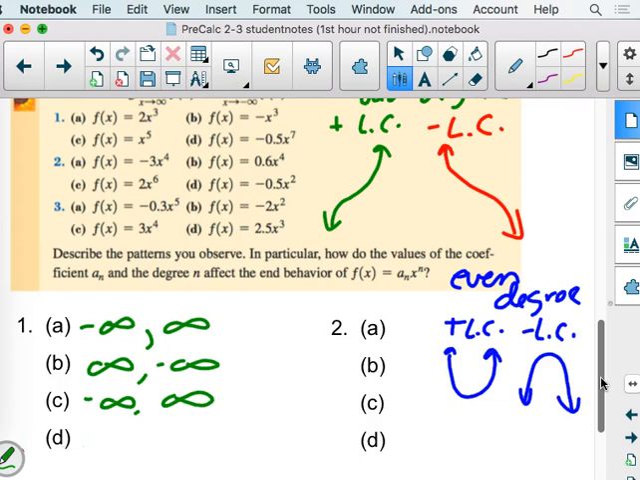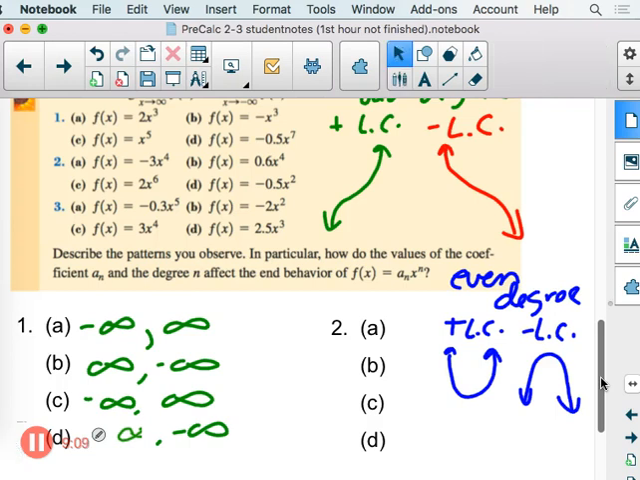d. Negative 0.5x to the 7th. I really don't even need the 0.5. I just need that it's negative and it has an odd degree. So this will be positive infinity and negative infinity, which is infinity and negative infinity. There it is. Going to 2. I want you to help me more. So looking at 2a, negative 3x to the 4th. What should we put down?